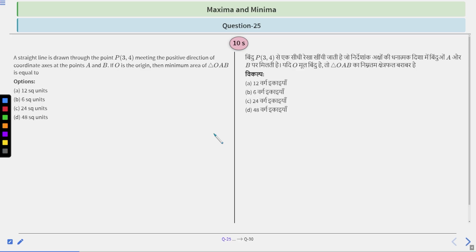So we can apply both methods. First, we can take the variable as theta, and second, we can take the variable as coordinates x or y, right? So in this way, you can approach this question. So you have 10 seconds to solve this question. After 10 seconds, we will discuss the solution.